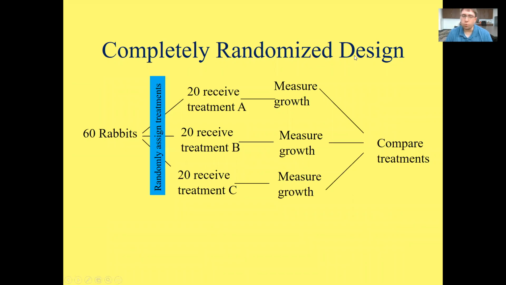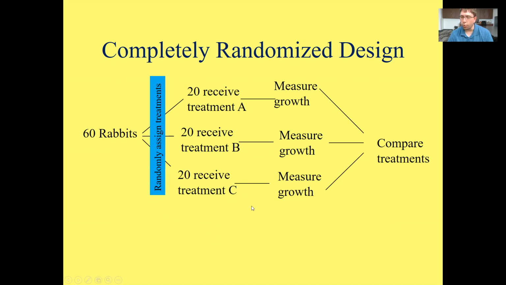My little rectangles would look like this. My first rectangle would show my experimental units. So that's my 60 rabbits. My vertical rectangle here says I randomly assign the treatments. I don't have to explain the random process, but it needs to be made aware to the reader that they are randomly assigned. And then just talk about how many are going to receive each one. 20 random rabbits will receive treatment A, 20 are going to receive treatment B, and 20 are going to receive treatment C.